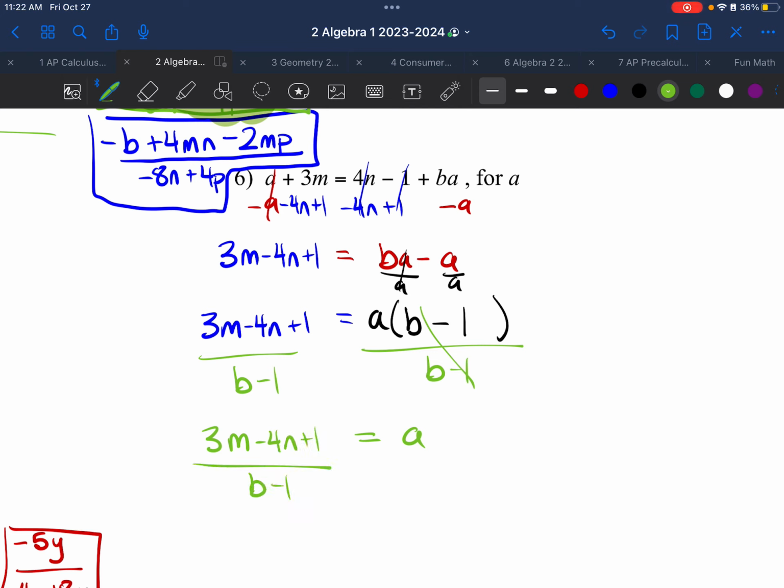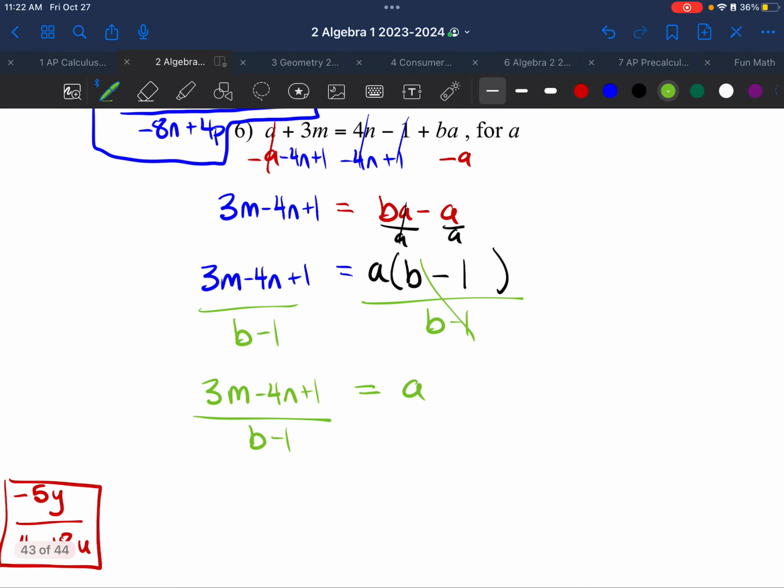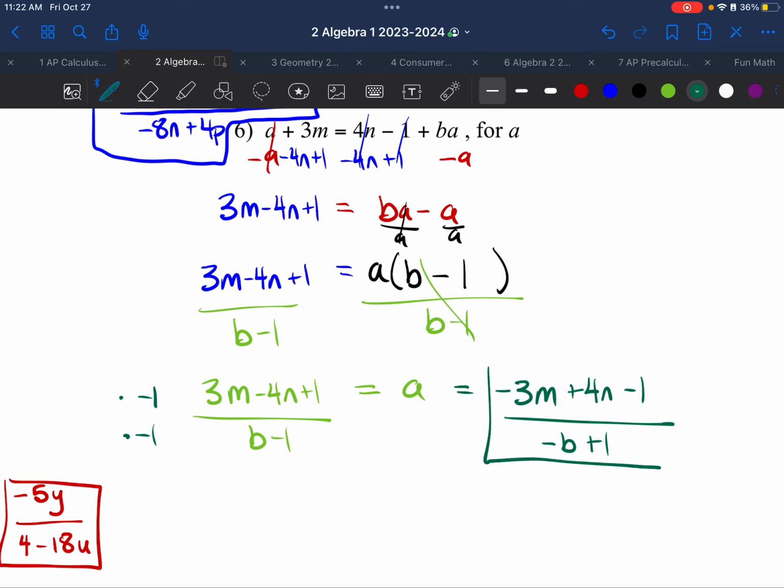Again, we have a fraction. This is the 6th time out of 6 that we have a fraction, which means I can multiply the numerator and the denominator by a negative 1, which is a fancy way of saying switch all the signs, and that will give you a new and correct equation. Negative 3m plus 4n minus 1, all divided by negative b plus 1. I switched all the signs. This is a correct answer, and this is a correct answer.